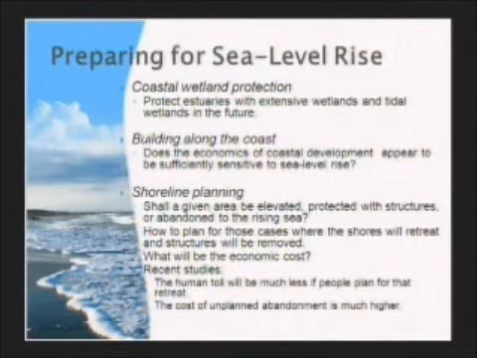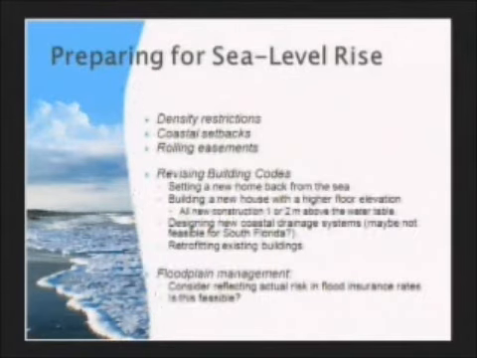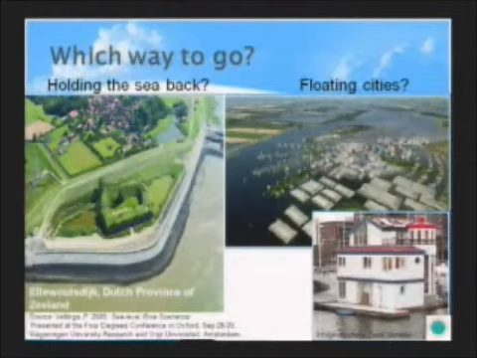Some recent studies show that the human toll will be much less if people plan for that retreat in advance. Density restrictions, coastal setbacks, rolling easements, revising building codes, and floodplain management. Can we reflect the actual risk in flood insurance rates? Is this feasible for Florida or some other places? And then, which way to go? Shall we hold back the sea, as they did in this town of Ellewoutsdijk in the Dutch province of Zeeland? They can do that because they don't have this porous limestone that we live on. Or shall we create floating cities?